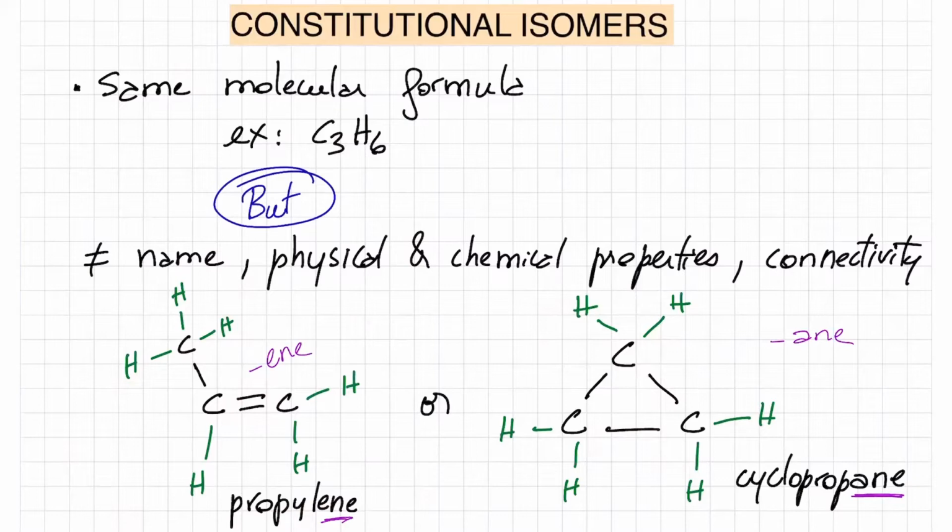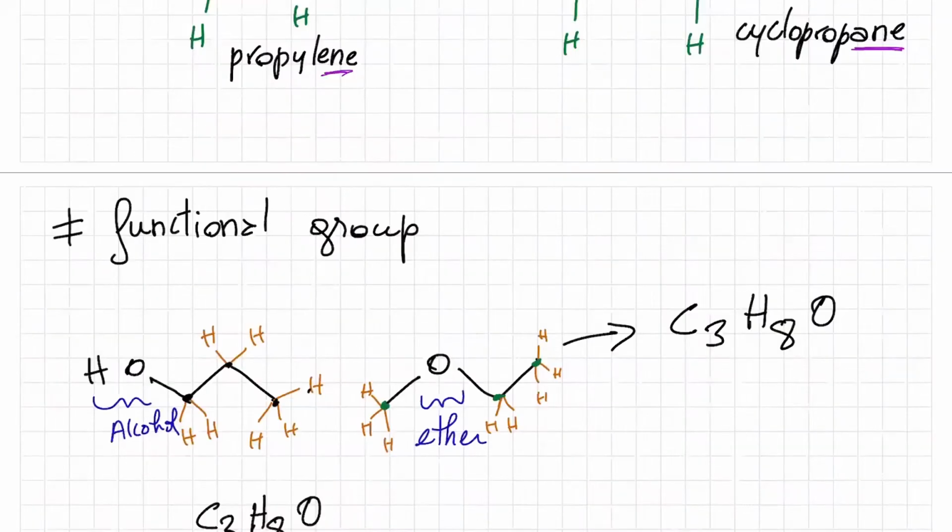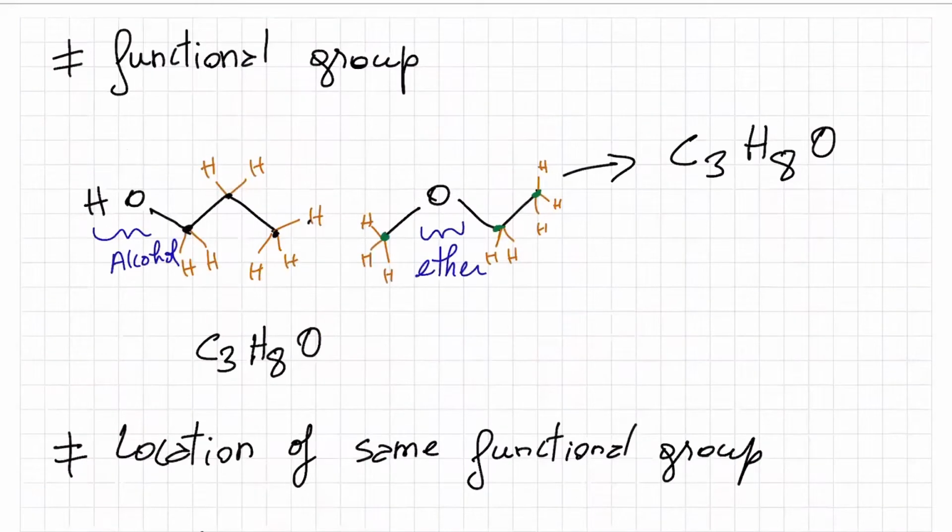But remember, it's not only the connectivity that can be different in constitutional isomers. We can have a difference in functional group. For example, this compound here has an OH, which is an alcohol group. And in this compound on the right, the oxygen is in the middle. That's an ether, two different groups. So we know that the name will be different. We can see that the molecular formula is the same in both cases.